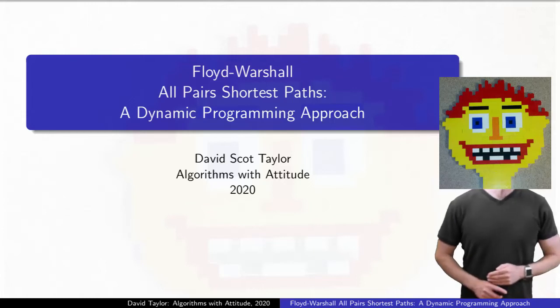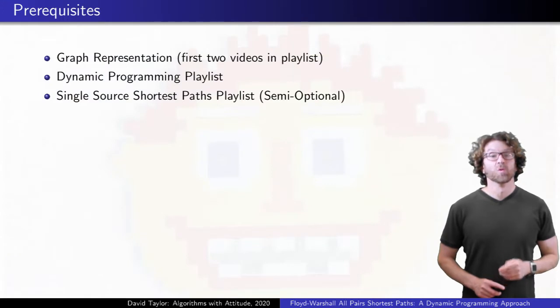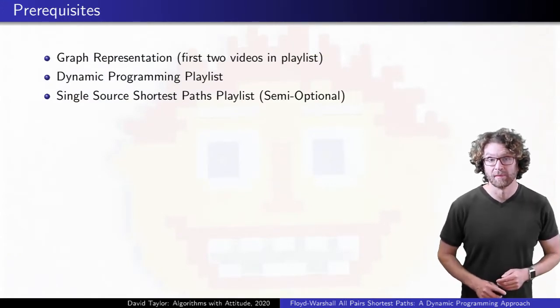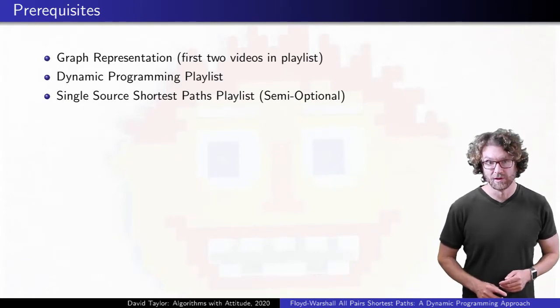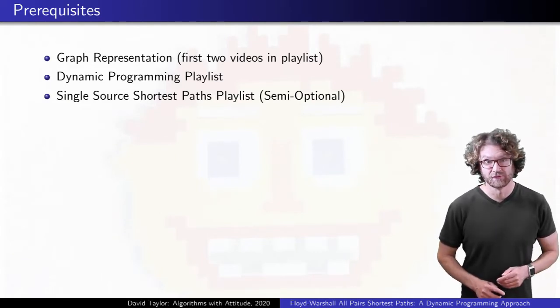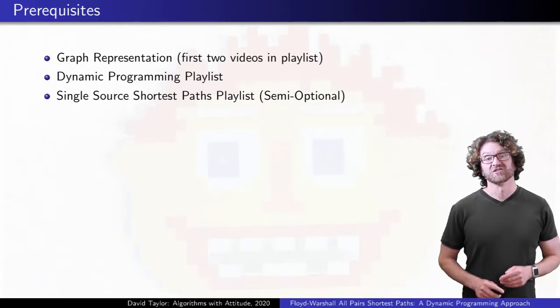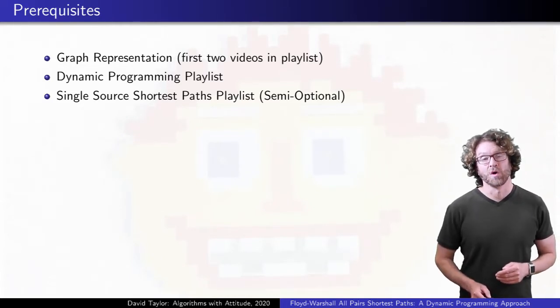This video is on the Floyd-Warshall all-pair shortest paths algorithm. Before this video, you need to know what graphs are and how they are represented, and the dynamic programming playlist has a few videos to watch. You should definitely know the stuff in the first two videos there, and hopefully the third one too. The playlist on single source shortest paths would also be helpful.